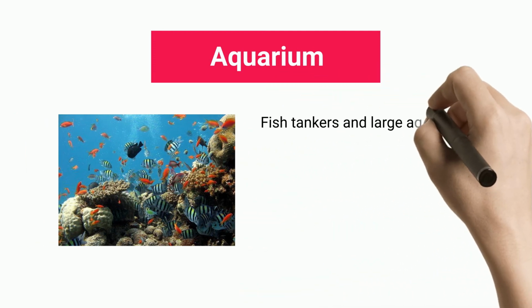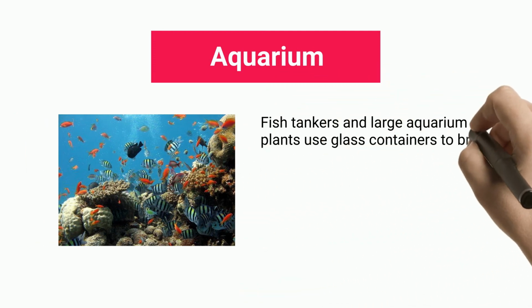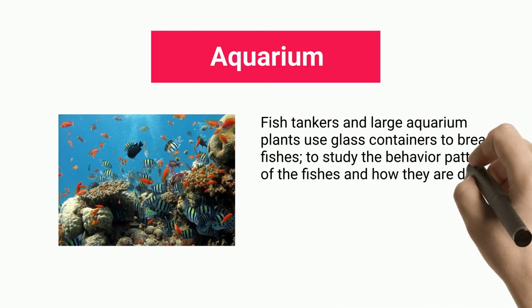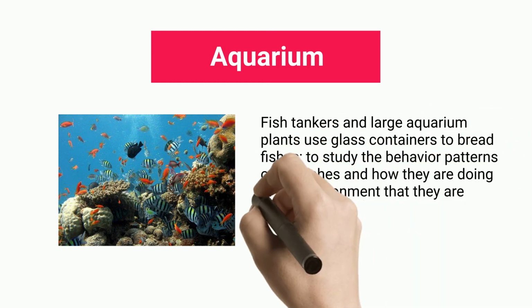Aquarium. Fish tanks and large aquariums use glass containers to breed fishes, to study the behavior patterns of the fishes and how they are doing in the environment that they are provided.